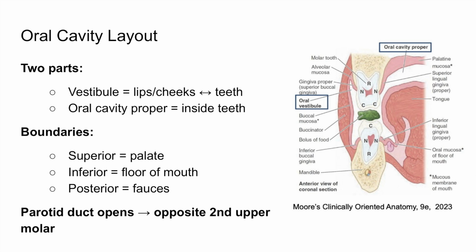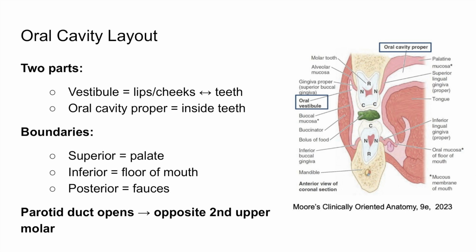The posterior boundary is the fauces, which is the gateway to the oropharynx, basically the exit door of the oral cavity. The small clinical tie-in here is the parotid duct opening. It empties into the vestibule, not the oral cavity proper, and specifically opposite the second upper molar. If they ask where saliva from parotid enters, it's not under the tongue. That's submandibular or sublingual territory. Parotid, remember, it's a little higher, so it's going to be that lateral cheek into the vestibule, close to that second maxillary molar.